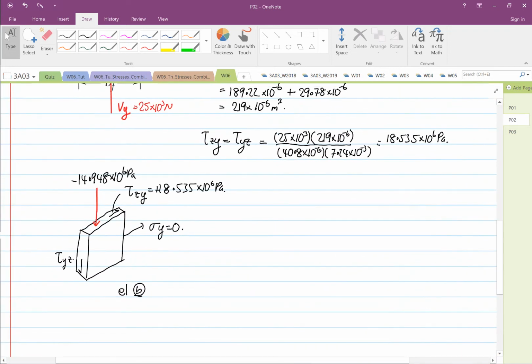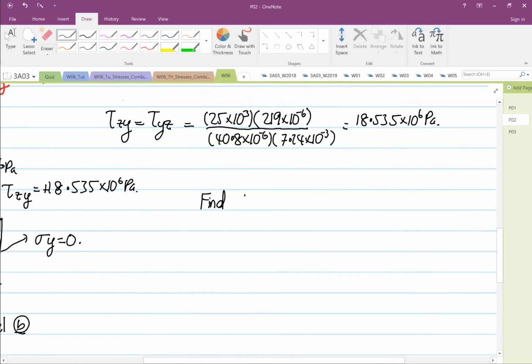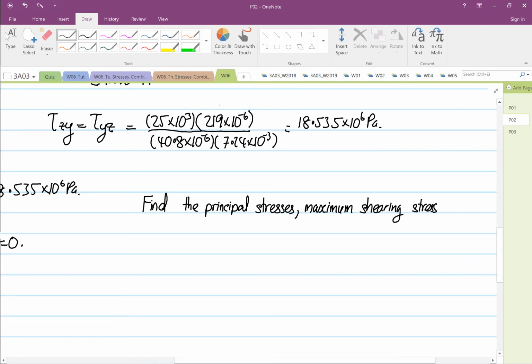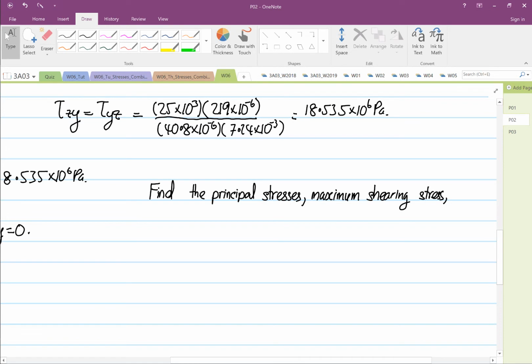Right, hi. So what we're going to do to this element? Okay, so we want to find from here the principal stresses, the maximum shearing stress, and I also would like to do a bit more, which is the orientation of the principal plane. And also we can construct a 3D Mohr circle. Okay. So I'm going to do a bit more on this rather than just find principal stress.